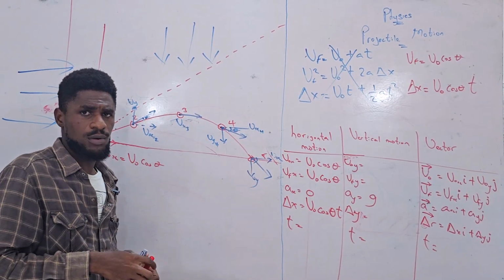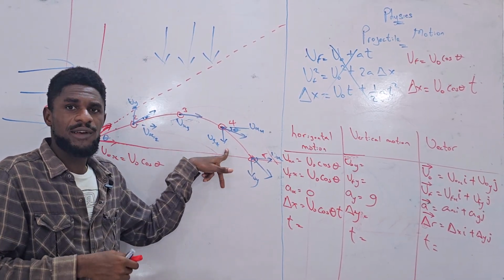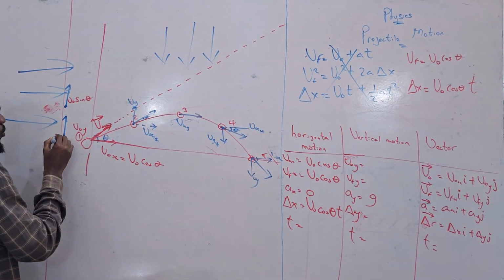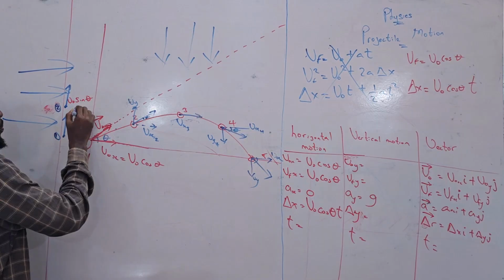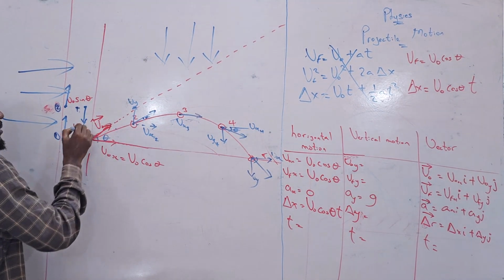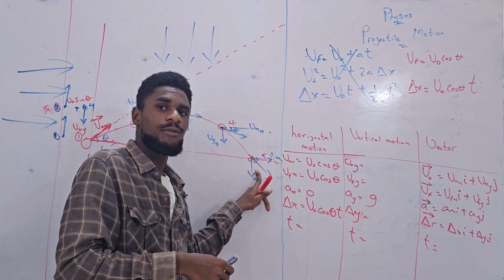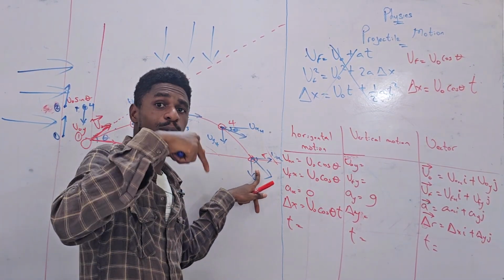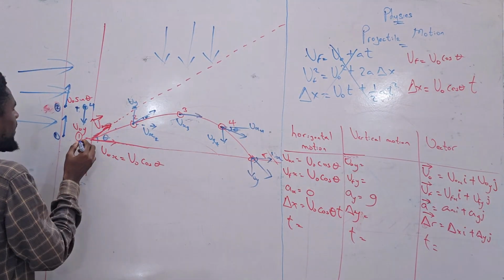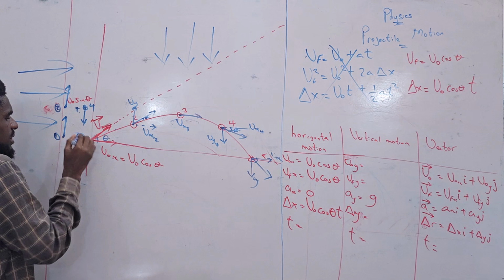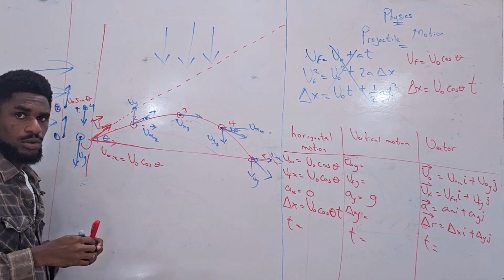What about point 4? What's happening to my velocity vector? It's pointing downward. So this is point 1, this is point 2, and point 4 is pointing downward. At point 5, what's happening to my velocity? Still pointing downward. So at point 5 here, my velocity is pointing downward.